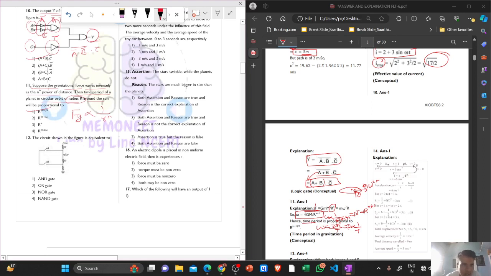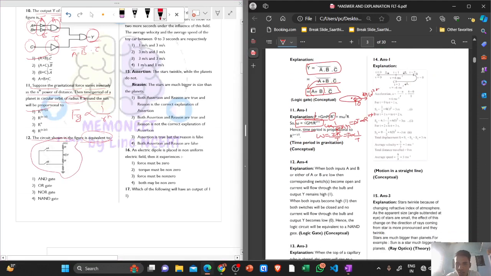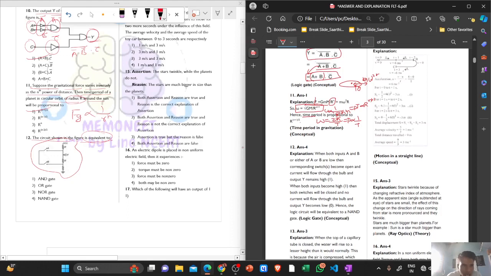Now moving to the circuit question. As you can see, the circuit shown in the figure is equivalent to... It is asking which type of gate the circuit represents. It's a question of semiconductor or logic gate. Here there are open switches, a VCC volt, a resistor, an output load, and another resistor. We don't know the value, you can take it as R, and there is a grounding, that is 0 volt. Now moving to the solution.